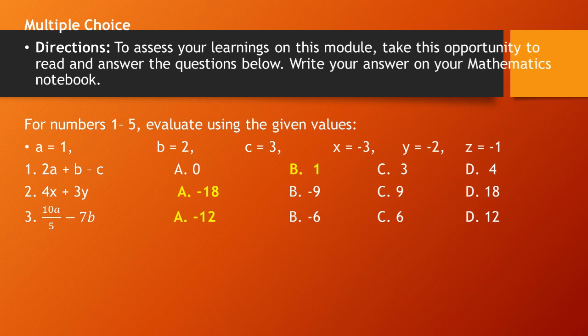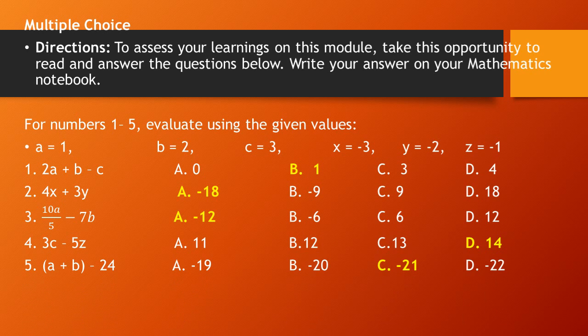Number 3, 10a divided by 5 minus 7b. So 10 times 1 is 10 divided by 5, that is 2, minus 7 times 2, that is 14. So 2 minus 14 is negative 12. The answer is letter A. Number 4, 3c minus 5z. So c is 3 and z is negative 1. So 3 times 3, that is 9, minus 5 times negative 1. So that is positive 5. So 9 plus 5 is 14, letter B.